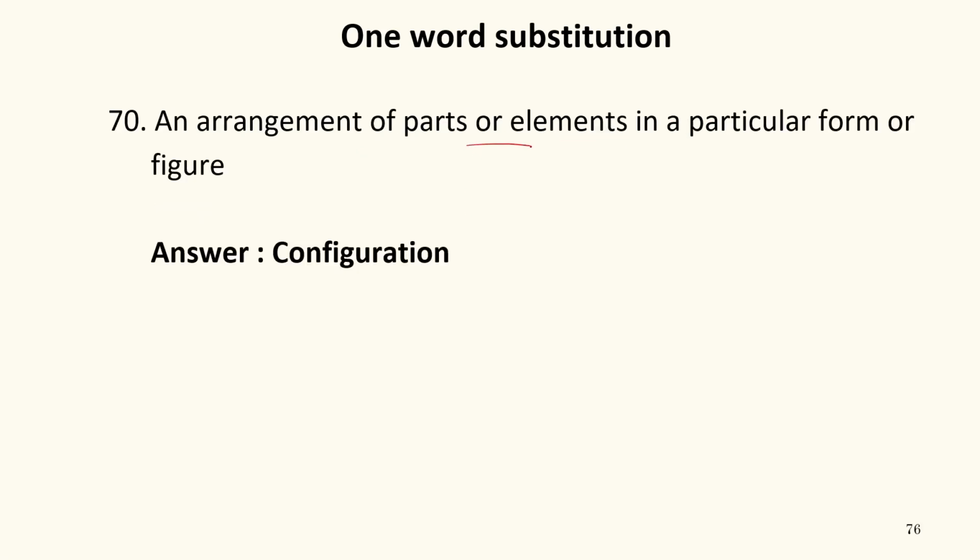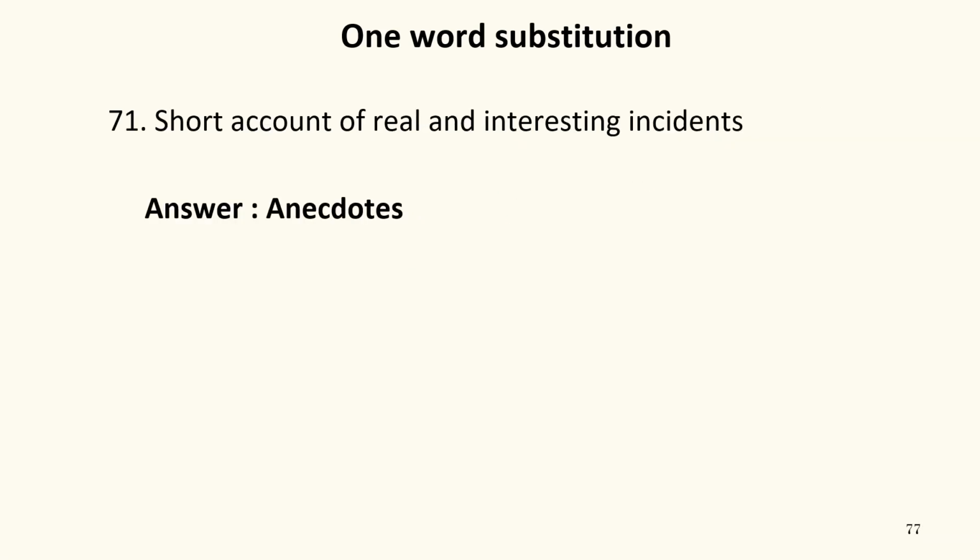An arrangement of parts or elements in a particular form or figure. This is called configuration. Before you buy any mobile or any machine, you always check its configuration because that is the arrangement of parts or elements in a particular form or figure. That is called configuration. Short account of real and interesting incidents. This is known as anecdotes.